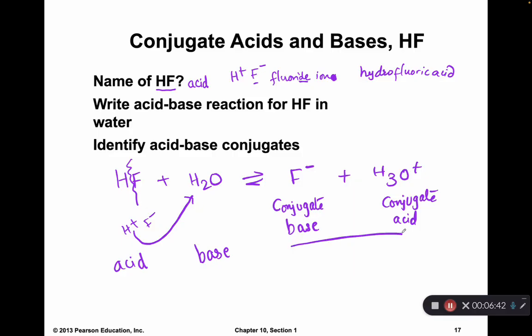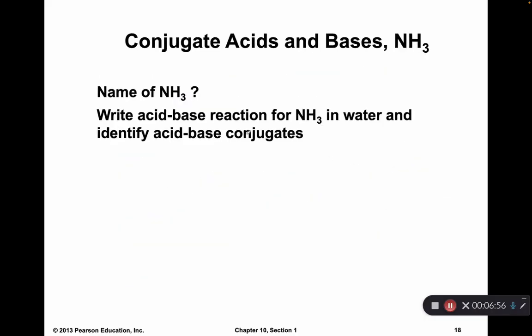Okay, so both conjugates on the one side of the arrow, both acid and base on the other side of the arrow, just to make sure that you are doing it all right. Okay, so that is how we do it. Can you try this? Name NH3.